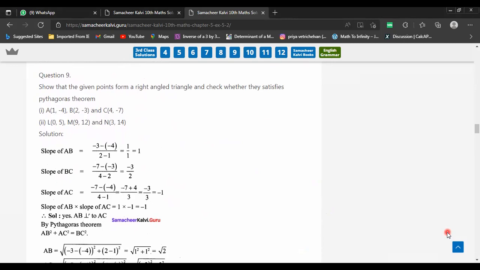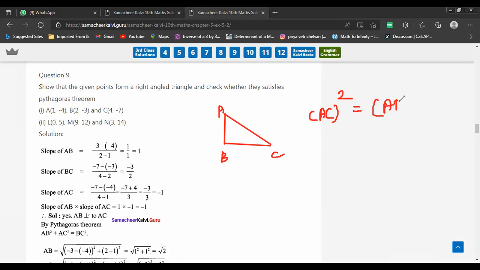Next question. Show that the given points form a right angle triangle and check whether they satisfy the Pythagoras theorem or not. So the very first thing is we need to show whether it forms a right angled triangle or not. Then only you will be able to apply the Pythagoras theorem, because of course the Pythagoras theorem can only be applied on a right angle triangle. You know this already. Let me mark this as ABC. You know the Pythagoras theorem: AC square is equal to the sum of AB square and BC square.